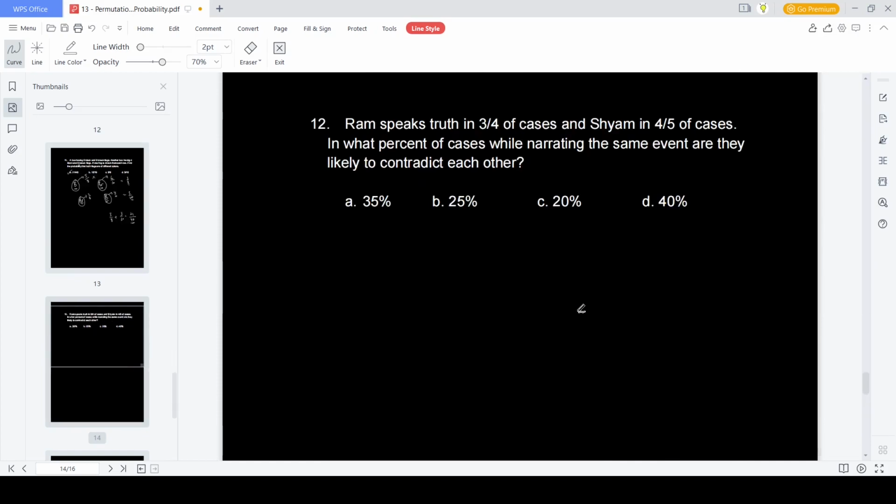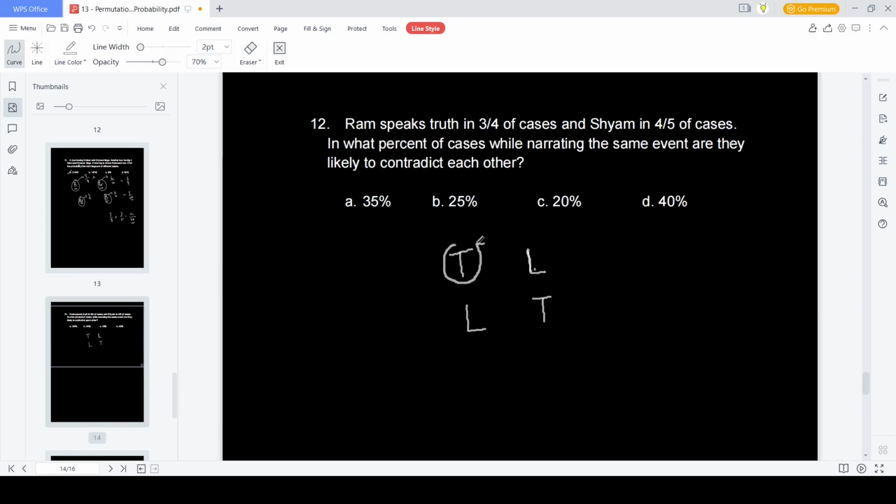Ram speaks truth in 3/4 of the cases and Sham in 4/5 of the cases. In what percent of cases, while narrating the same event, are they likely to contradict each other? If they contradict each other, let's say Ram has to speak the truth and Sham has to lie, or Ram has to lie and Sham has to say the truth. These are the only two ways.